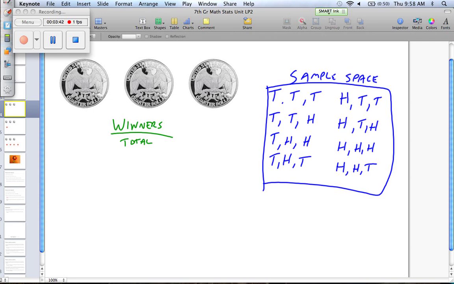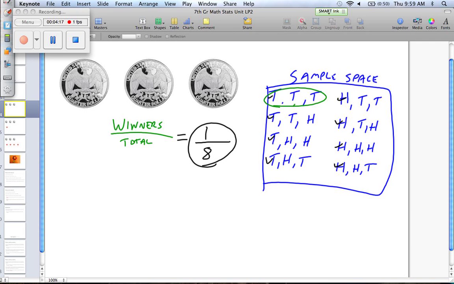How many of them are winners? This first one right here. It's the only one that is 3 tails in a row. So my numerator would be 1. And how many total do I have? 1, 2, 3, 4, 5, 6, 7, 8. 8 total. 1 over 8, or 1/8, would be my probability. Now this seems like kind of a long way to calculate it.